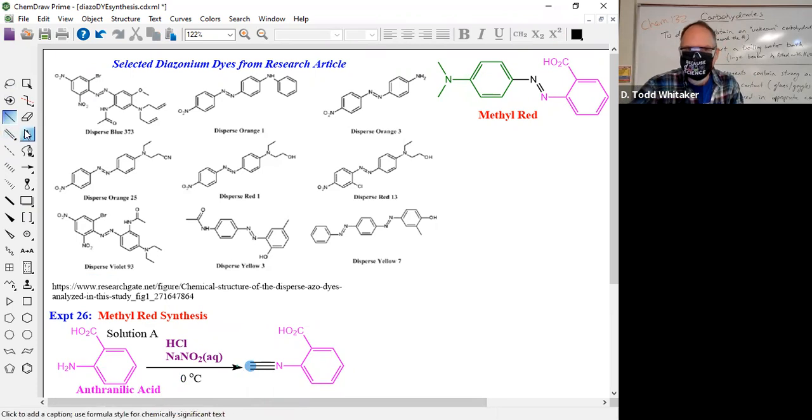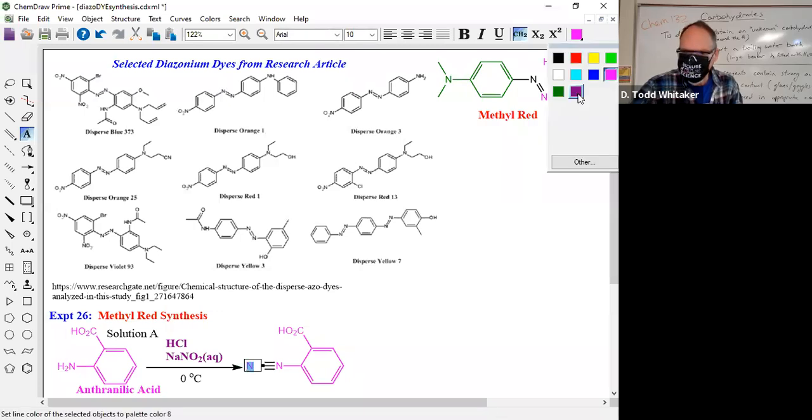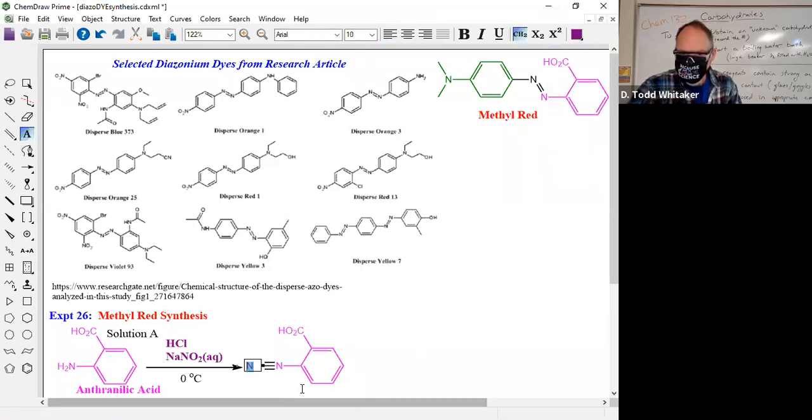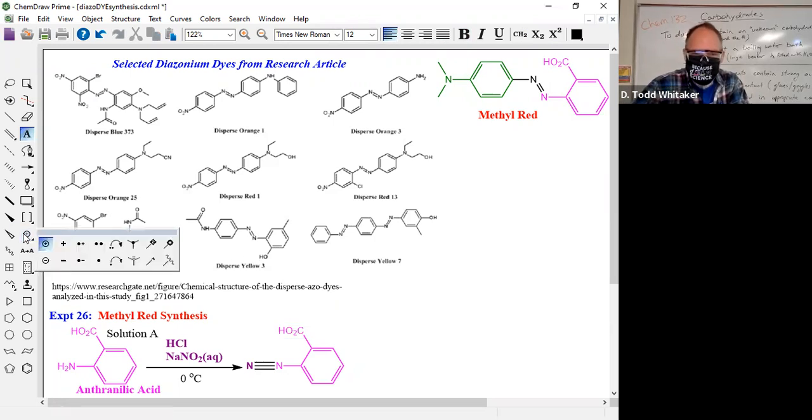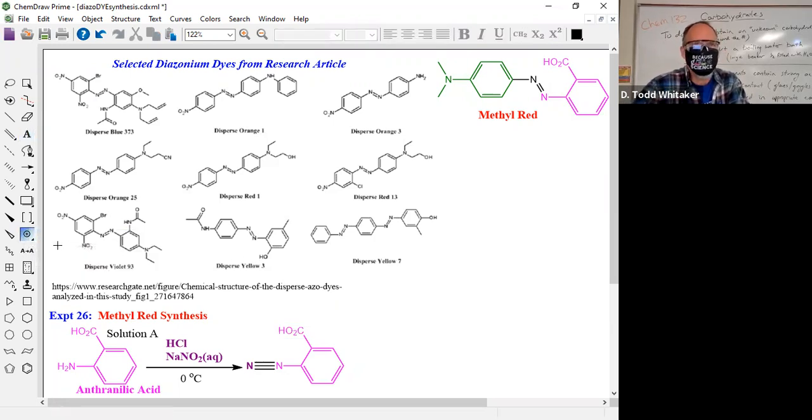What do you get over there? You get another N. What color is the N? Purple. Yeah, make it bold. So where'd that N come from? Where'd this N come from? Nitrite. NO2 minus. Where's my formal charge that's missing, and what is it? A positive on the internal nitrogen.